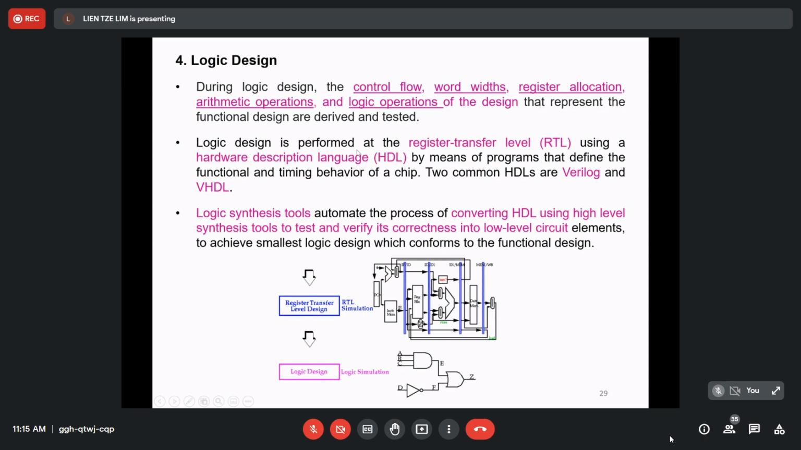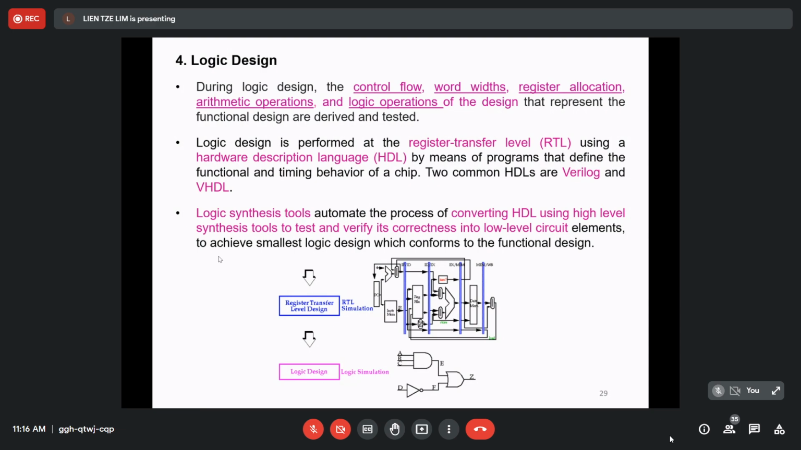Logic design is performed at the register transfer level, RTL, using a hardware description language, HDL, by means of programs that define the functional and timing behaviors of a chip. Two common HDLs are Verilog and VHDL. Logic synthesis tools automate the process of converting HDL, using high-level synthesis tools to test and verify its correctness, into low-level circuit elements to achieve a smaller logic design which conforms to the functional design.